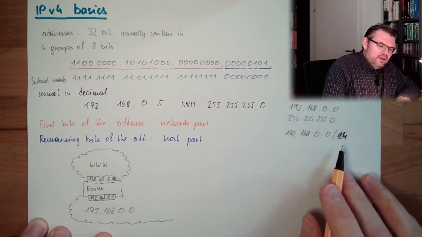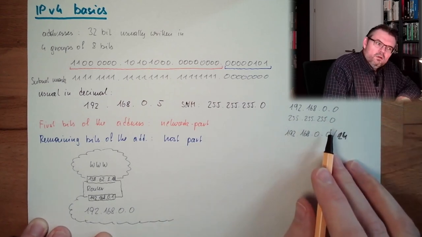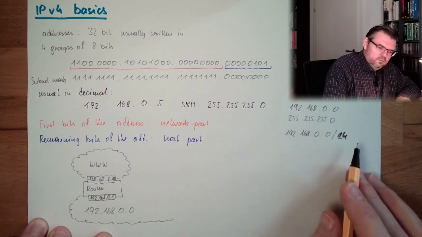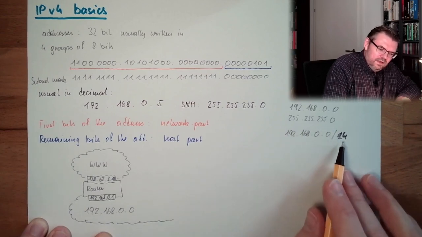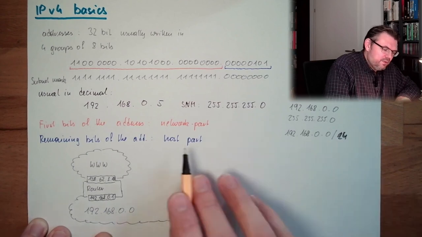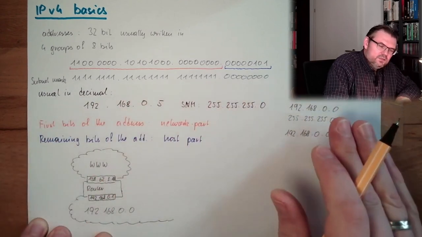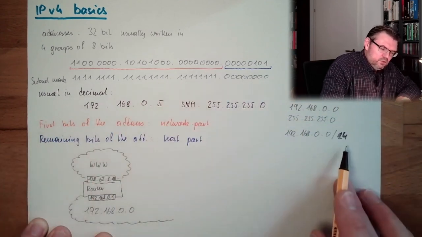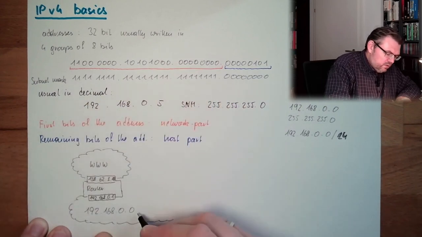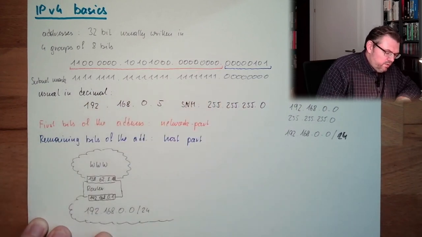This 24 means the first 24 bits are 1. Alright? This is indicating the subnet mask. Since the subnet mask is always ones and then zeros, you can just count the ones. And this is 24 ones. Yeah? So this is our network 24.